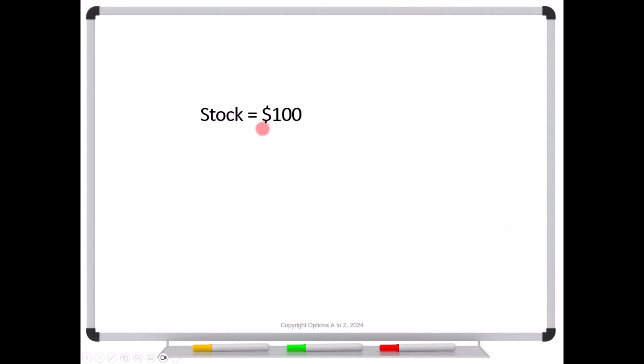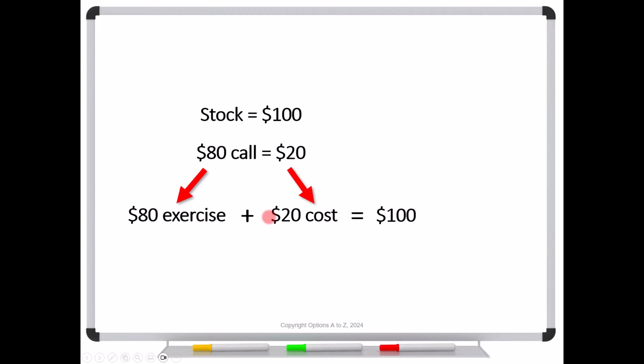So for example, let's say that the stock is trading for 100 and you look on your broker's platform and you find that the $80 call is trading for exactly 20 bucks. This option's trading at parity. And one of the ways we can figure that out is to say that if you were to exercise your option and buy the shares, you would pay the strike. That's what you pay upon exercising. You would pay the $80 exercise price, but you paid 20 bucks to buy the call. So there's a $20 cost.